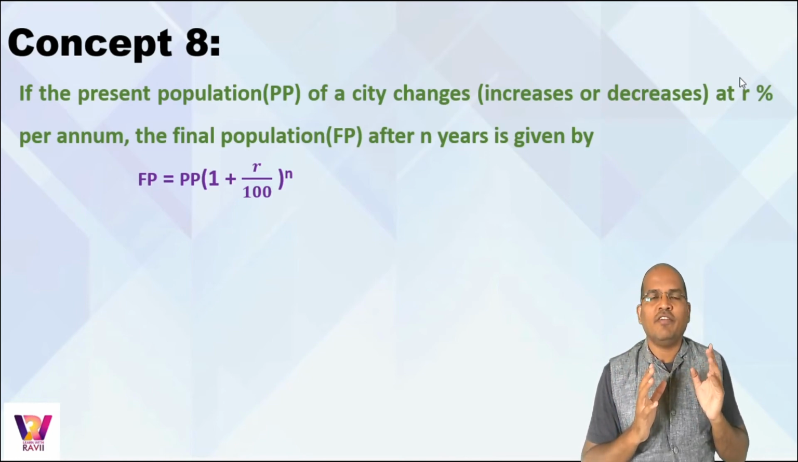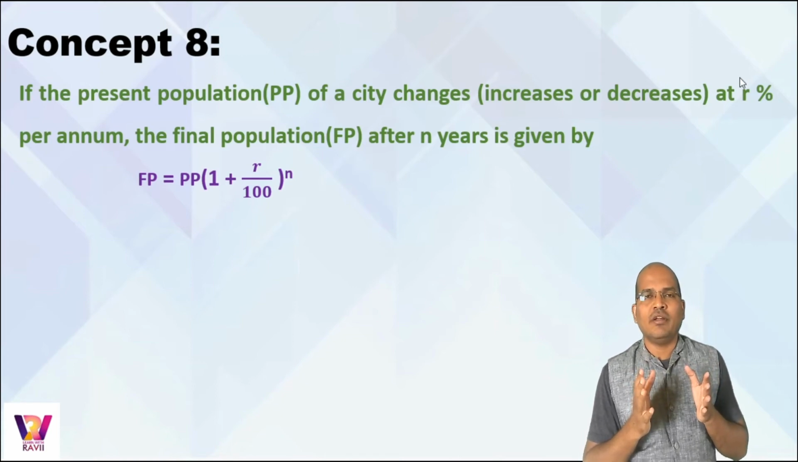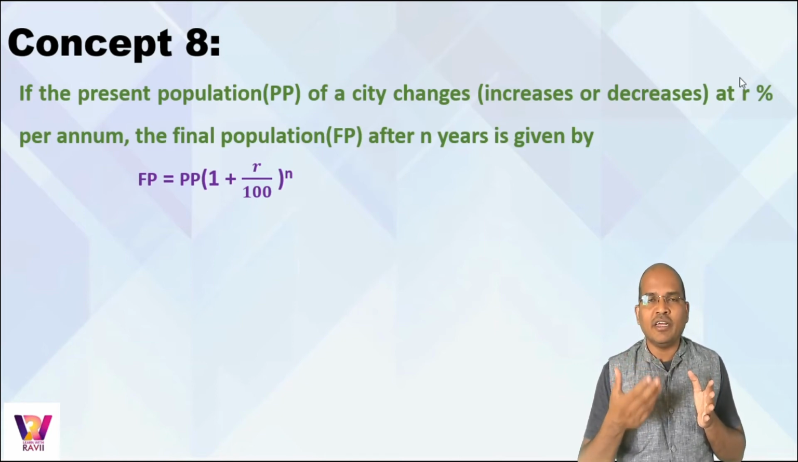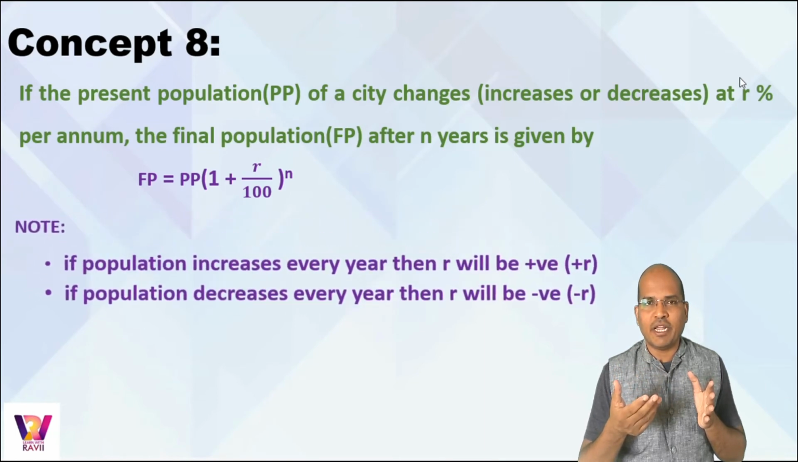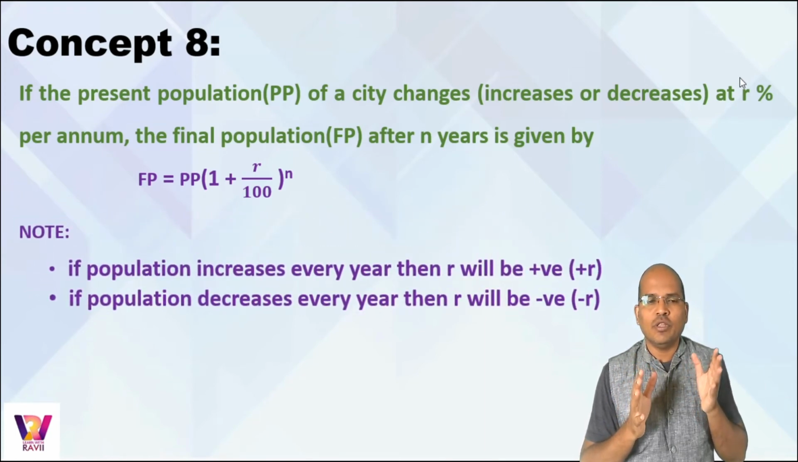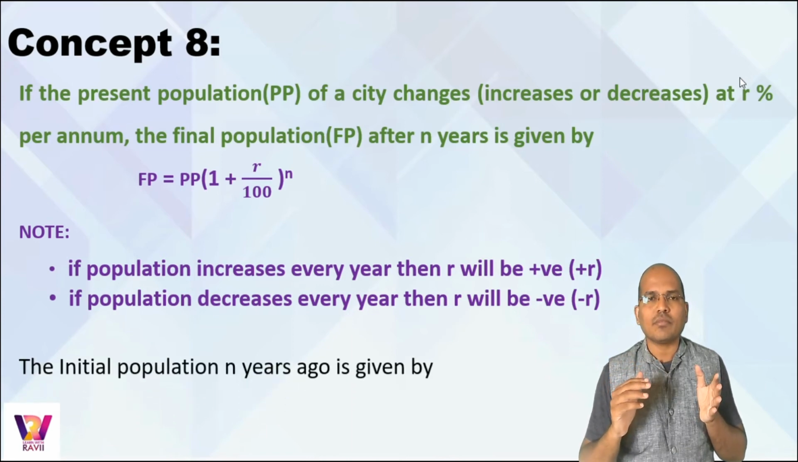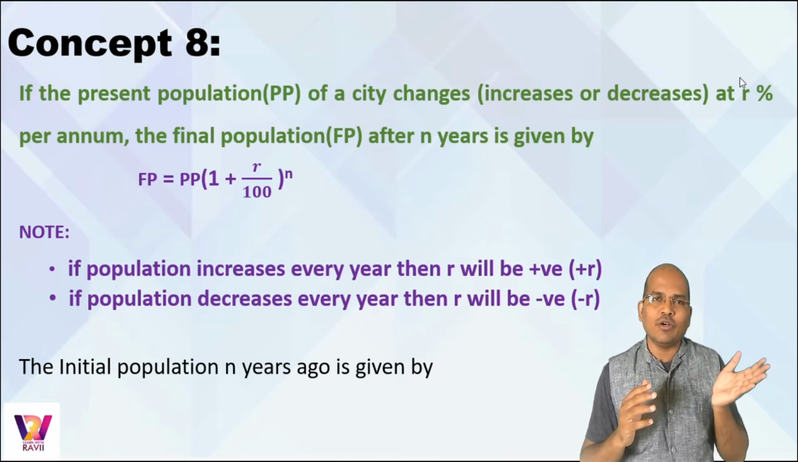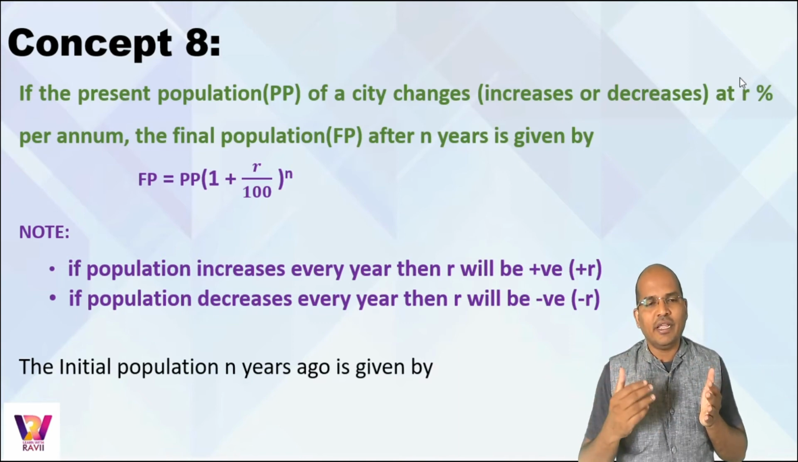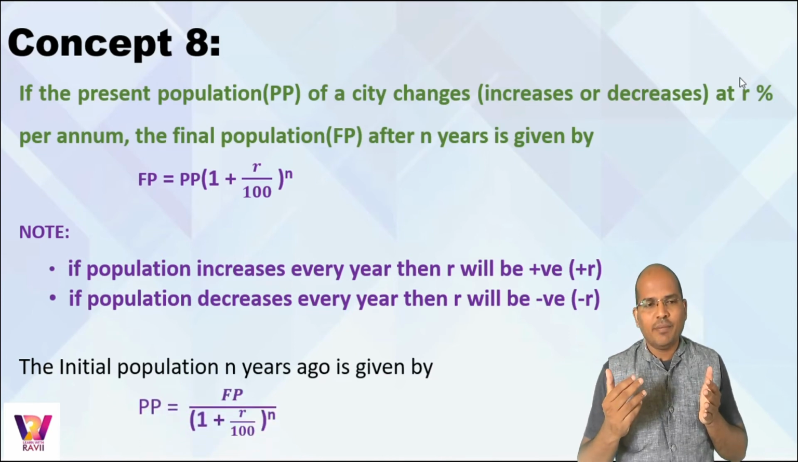The same story, where we have an initial sum and that sum is compounded every year at the rate of R percent per annum. Play with that, similar to that. So FP is PP times (1 plus R by 100) whole power n. Now, if you want to calculate the initial population n years ago, we simply calculate it by saying initial population PP is FP upon (1 plus R by 100) whole power n.